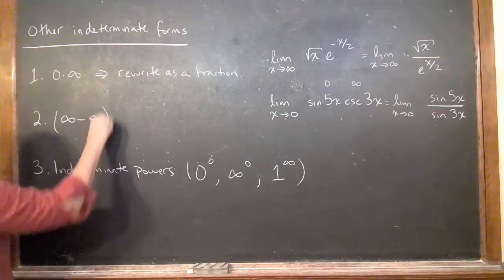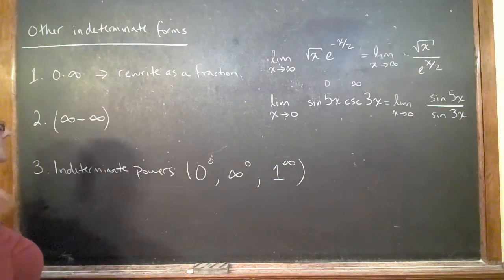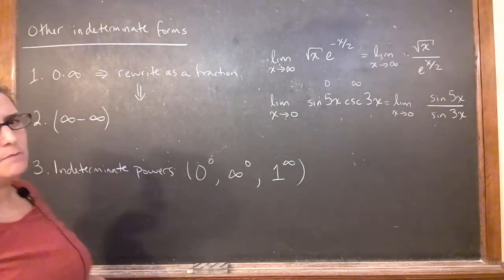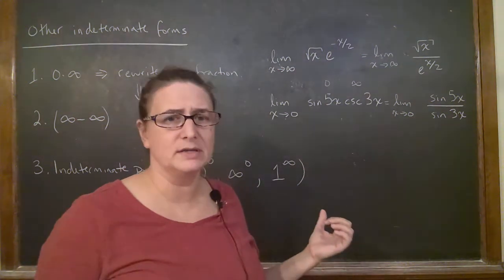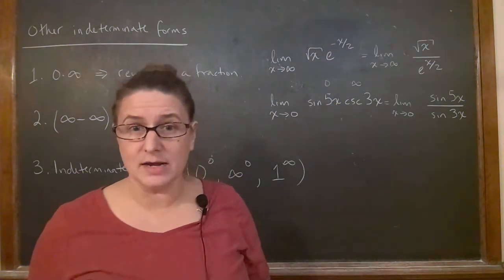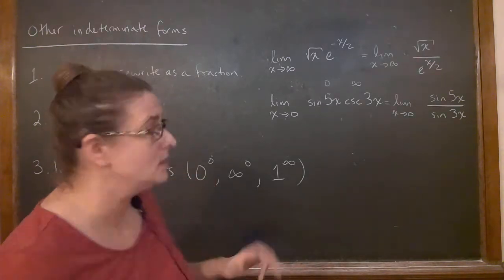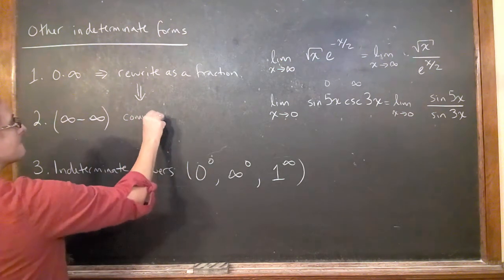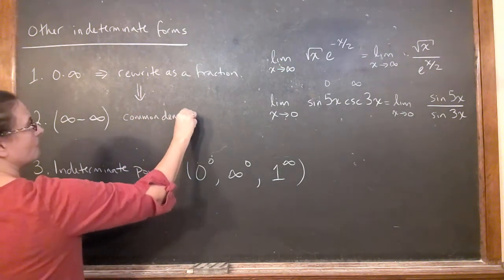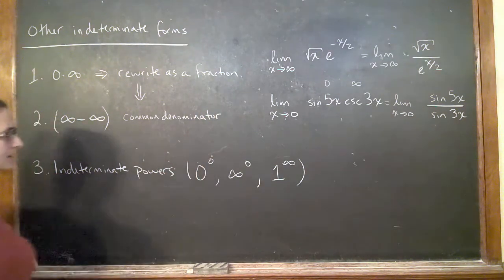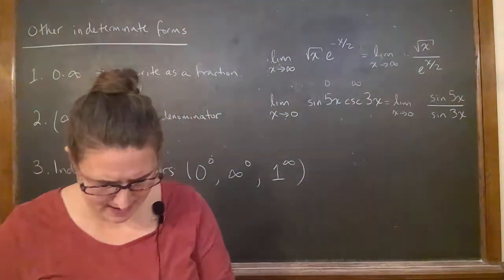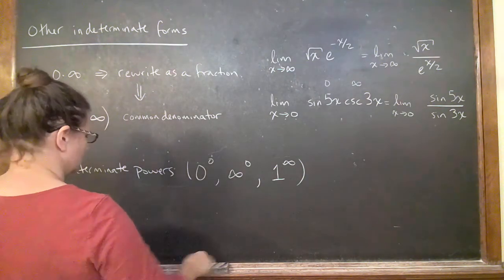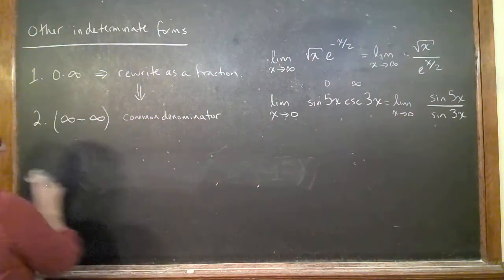Infinity minus infinity. So these, again, to rewrite as a fraction, which is exactly what we want to do, most of the time, these are going to be fractions already. They're just two fractions that are both going to infinity. So if possible, make a common denominator. Okay. So an example that I have that looks like, now, we'll talk about this in a minute. I'll just put that on the bottom.